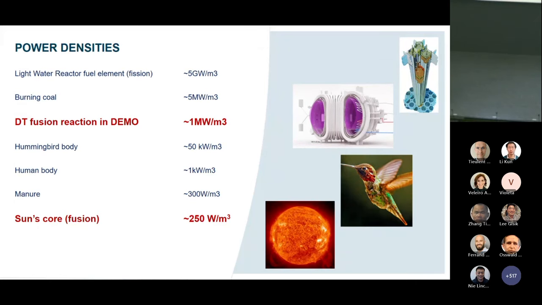Amongst living bodies, the one that produces more power per cubic meter is the hummingbird. You can figure this out. They really have spent a lot of energy just flying and staying still. They're very inefficient. In fact, they have to eat all the time. They have to eat sugar all the time just to get them flying. But this is a remarkable power density of 50 kilowatts. Human body, 1 kilowatt per cubic meter. Okay, so the closest to the sun is actually manure. You have a pile of manure, you see it's fuming. The chemical reaction that occurs there, the oxidation that takes place there, gives about the same power density.